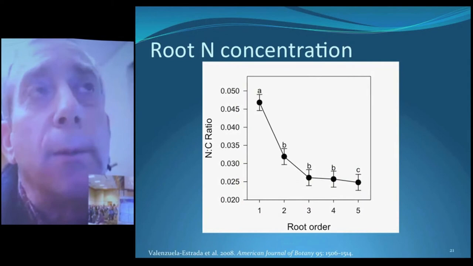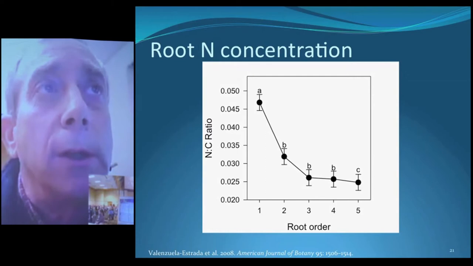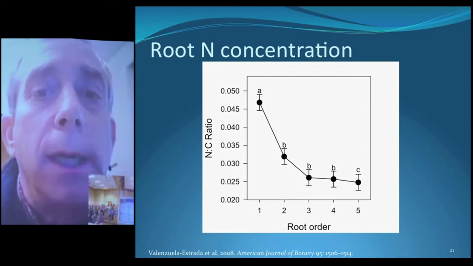This is an estimate of the nitrogen concentration in the roots. We're basically looking at the nitrogen-carbon ratio. But carbon doesn't change. Its concentration doesn't change in a root. So using the nitrogen-carbon ratio can be a good measure of the nitrogen concentration. And you can see how important those first-order roots are in terms of how much nitrogen they have. And that's what's indicating all the enzymes needed to carry nutrients into the plant.